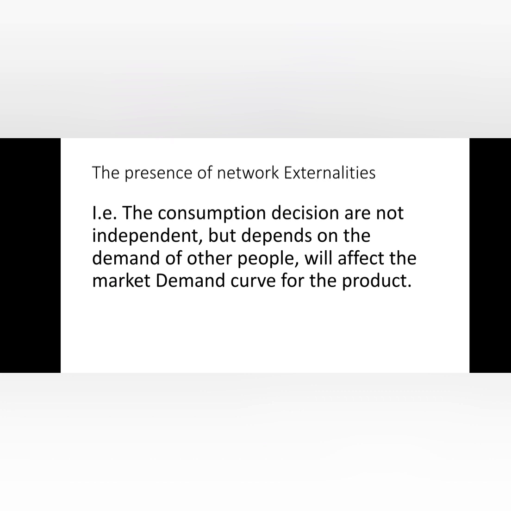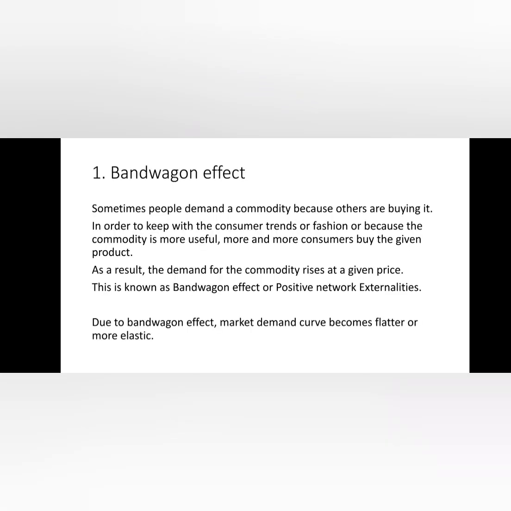So we can see in the next part, bandwagon effect, meaning and explanation, both are included. In this explanation, we can see that sometimes people demand a commodity because others are buying it, in order to keep up with consumer trends or fashion, or because the commodity is more useful, so more and more consumers buy the given product. As a result, the demand for the commodity rises at a given price. This is known as the bandwagon effect, or we can also call it positive network externalities.